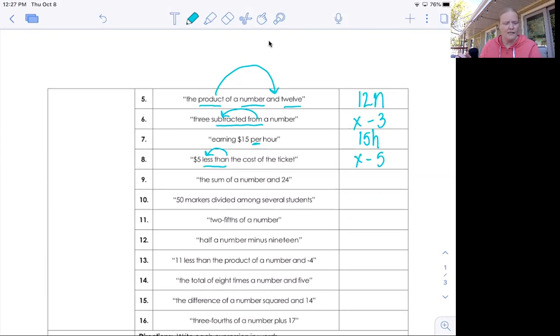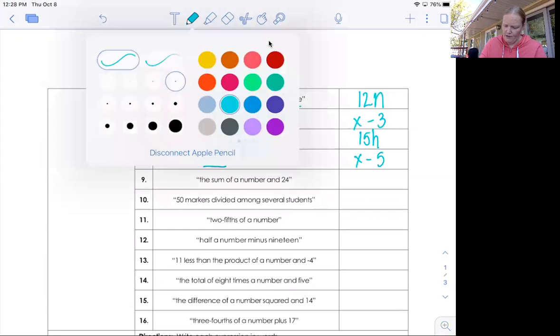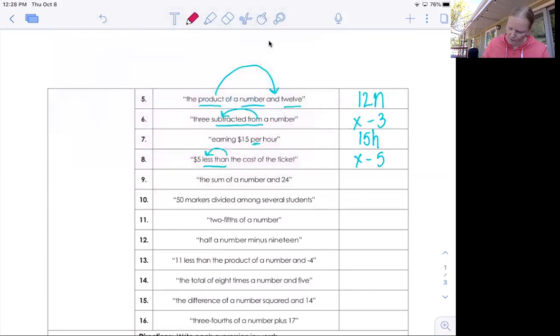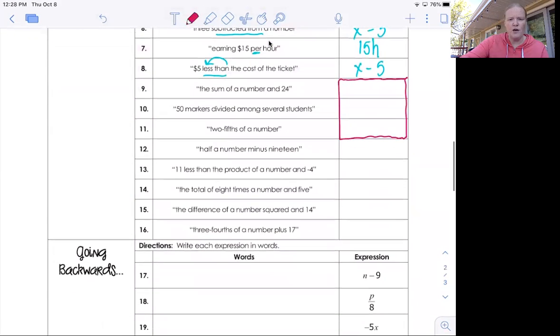Okay, so I'd like you to take a minute and do a few on your own, and then we're going to look at expressions that are a little bit harder. Let me look at my notes. I want you to do these 3 right here. So try those 3, and then when you come back, we'll check the answers. Okay, see you in a sec.